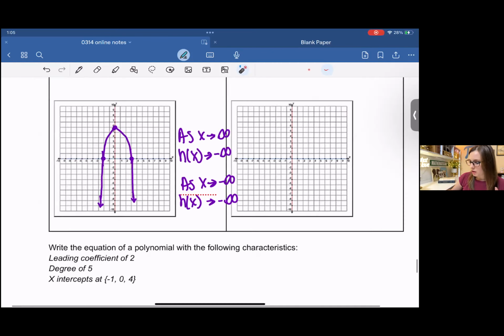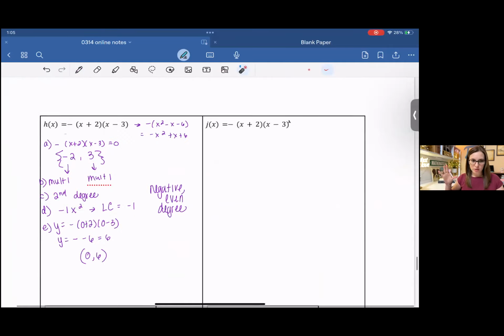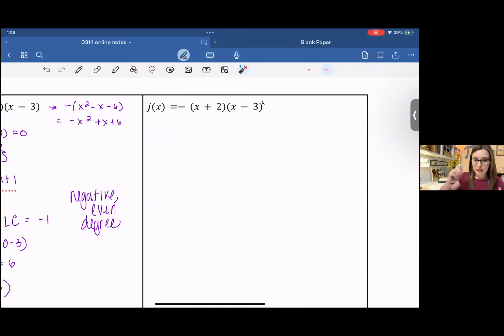So last one, go ahead and pause it, try it, come back, graph it, do all the stuff, and then check your work. Again, on this one, there's a squared right here. So if it's not in your notes, add that. And then again, notice the negative out front.